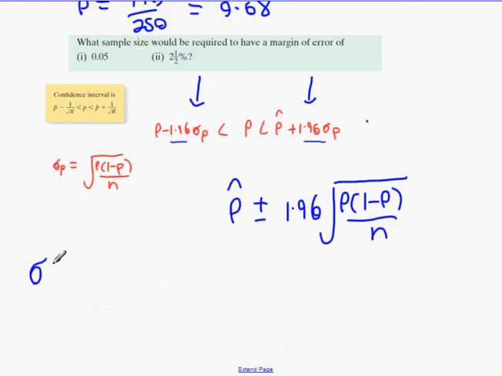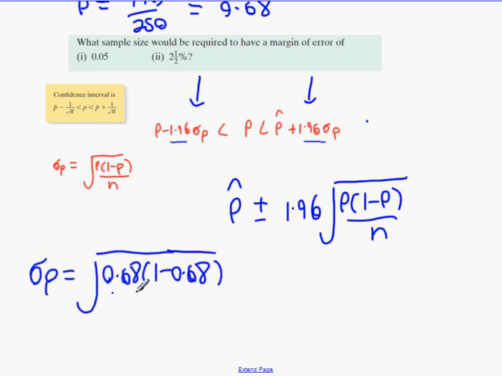Get your delta p. Will somebody do this? 1 minus 0.68. Now what's our n value? 250. As it turns out, I have it handy here actually. It's 0.029. Okay. Now our proportion.